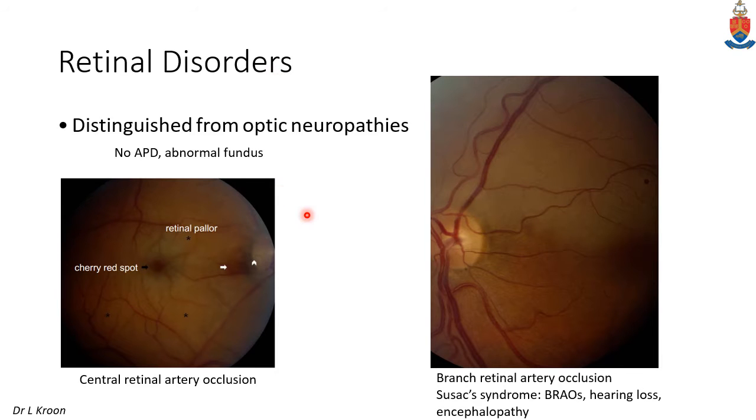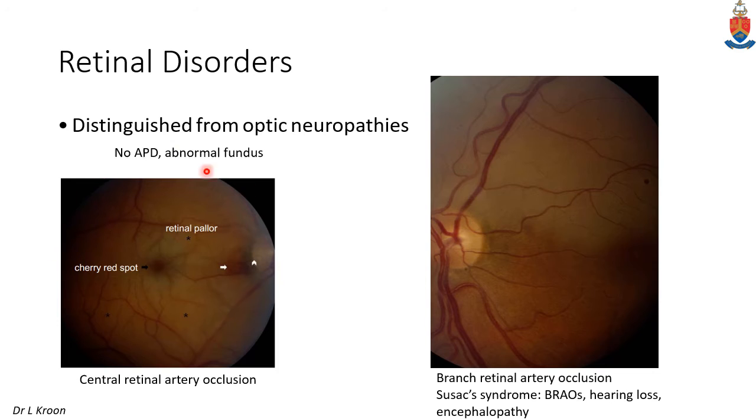So the retina again is this film in the eye where visual information is first brought into the visual system. And the role of the neurologist is to make sure that there's not an optic neuropathy. And in retinal disorders, often there's no afferent pupillary defect, but you will see fundus abnormalities in these patients.